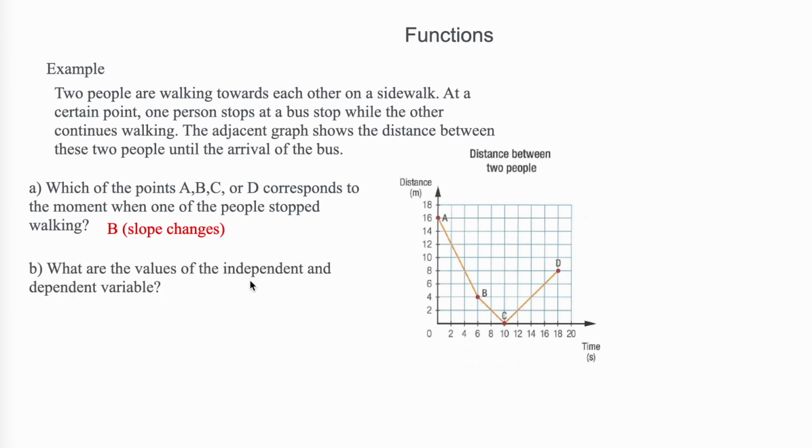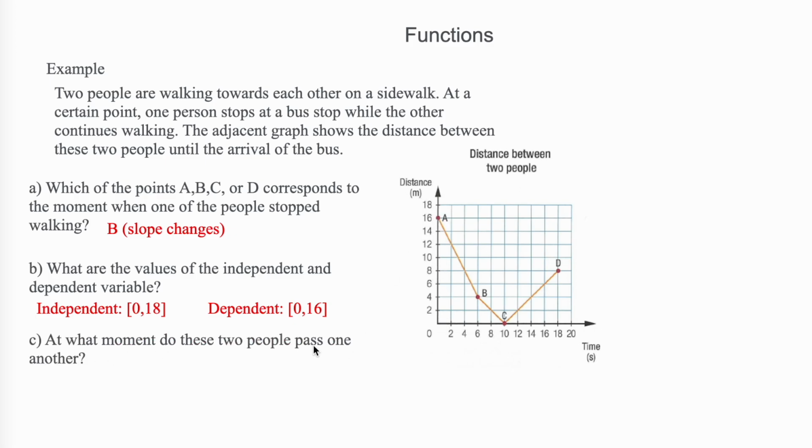B. What are the values of the independent and dependent variable? The time is independent and the distance is dependent on time. The independent variable, time, is from 0 to 18. The dependent variable, the distance in meters, is between 0 and 16. At what moment do these two people pass one another? They pass one another when the distance between them is 0. It's at point C, at 10 seconds, when the distance between them is 0.